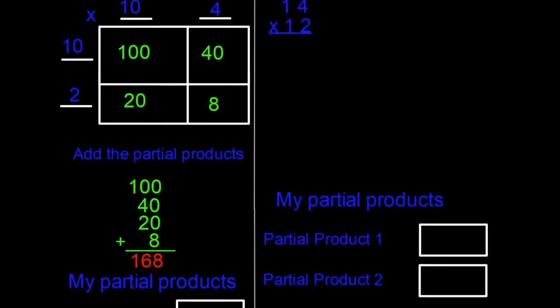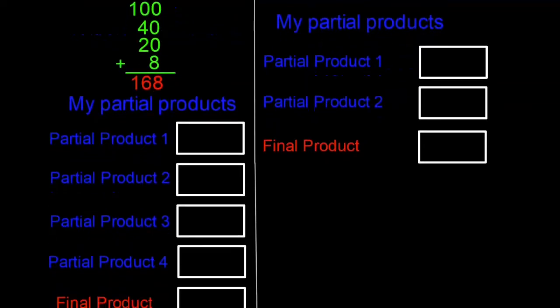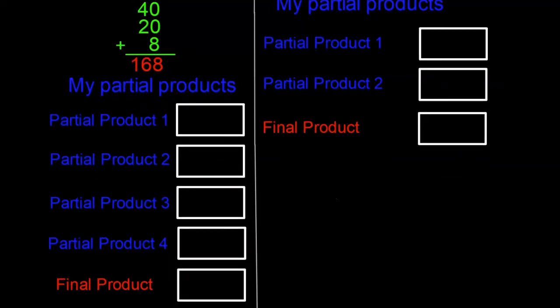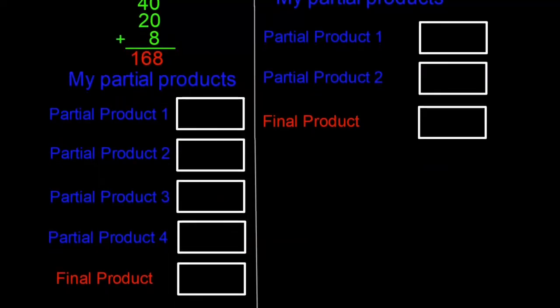The next thing that I am going to pay attention to is I'm going to look at all of my partial products so that I can be aware that when I am using the area model, I in fact had to add 4 partial products to get to my final product. So partial product 1 was 100, partial product 2 was 40, partial product 3 was 20, partial product 4 was 8, and my final product was 168. And remember, your product is your answer to a multiplication problem.